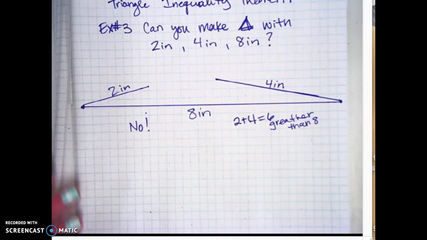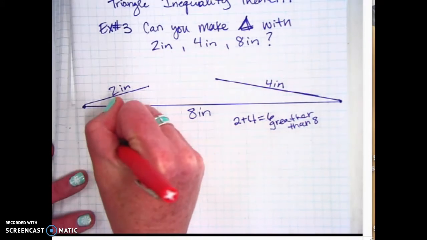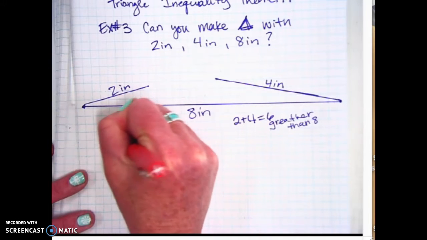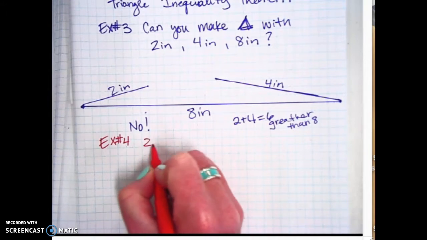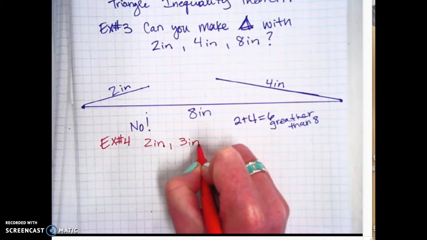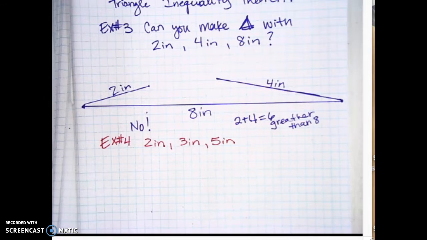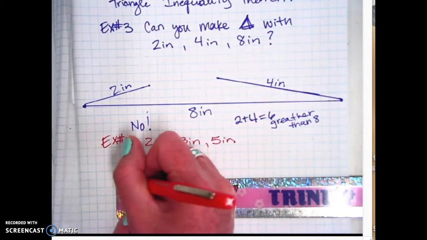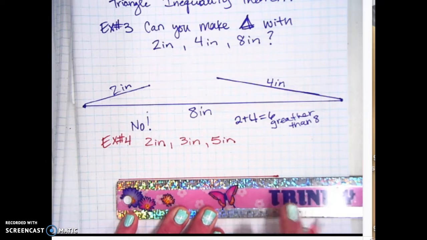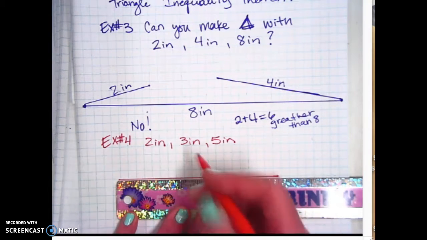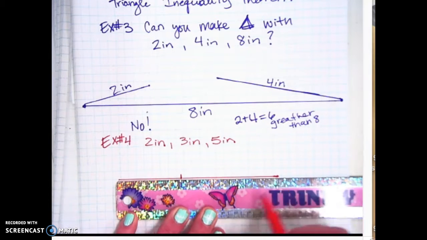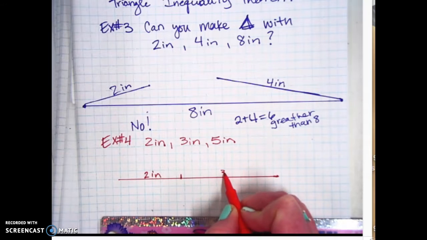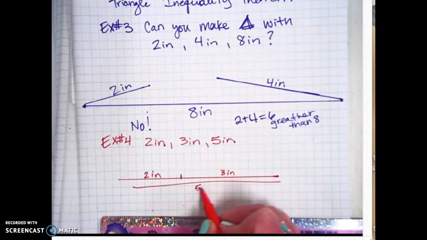What if we try a triangle in example number 4 of 2 inches, 3 inches, and 5 inches? Is that one going to work? Yeah. Got some people who say yes, some people who say no. So I'm going to start with the longest side, which is 5 inches. So I'm going to draw from 0 over to 5 right here. Okay? 2 inches is to right here, and then 3 inches is to there. So here's 2 inches, here's 3 inches. The whole thing is 5 inches.